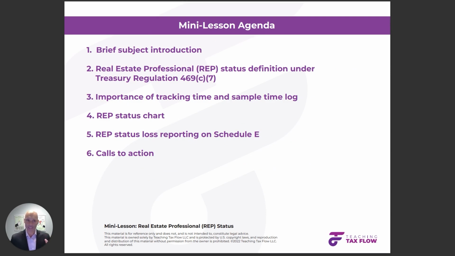We're going to look at Treasury Regulation 469(c)(7), a little technical here, to figure out what you need to accomplish to qualify for REP status. A very important part of that is keeping track of your time. We're going to give you a sample log. We're going to look at a REP status chart. We're also going to show you on Schedule E, from a technical perspective, how you would report a loss from a rental property if you're REP status. And then we're going to have our calls to action. So let's dive in.